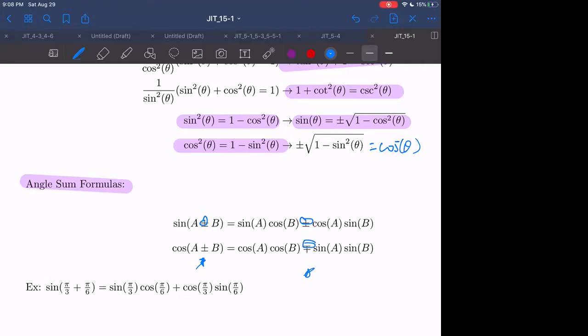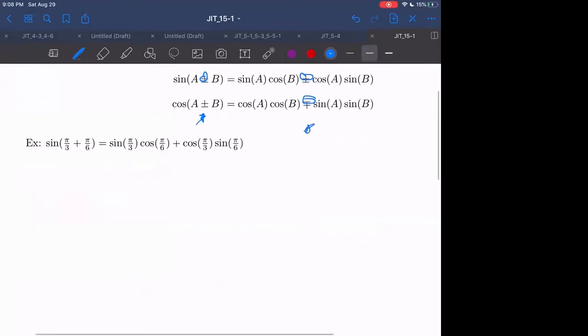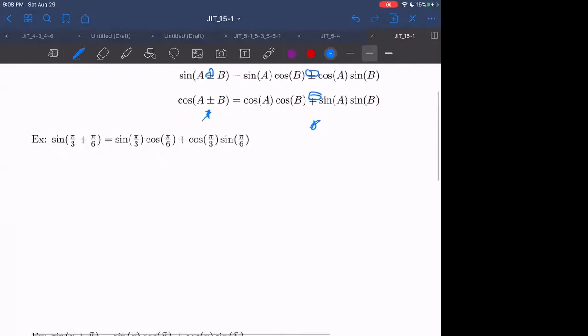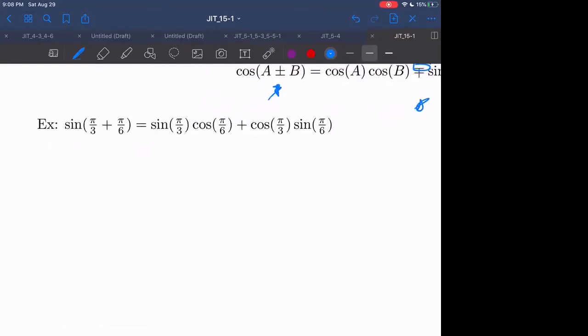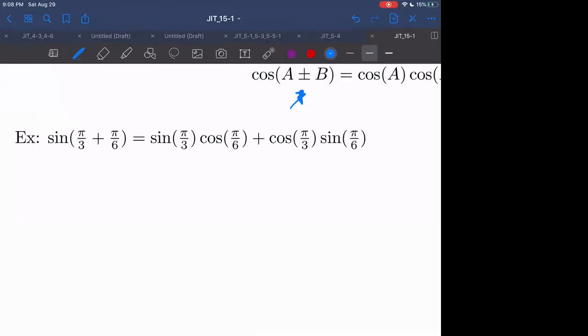All right, so if we want to do an example using these, if we've got sine of pi over 3 plus pi over 6, okay, so that would be equal to sine pi over 3 times cosine of pi over 6 plus cosine of pi over 3 times sine of pi over 6. And we can substitute in. So we know from our unit circle, that's where we're getting all of these numbers.